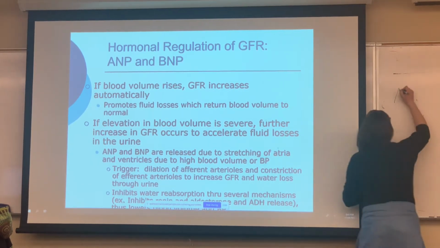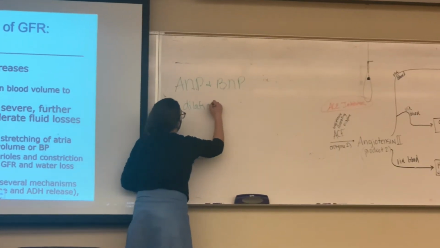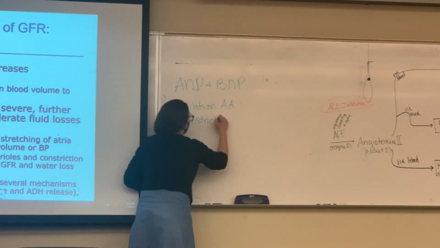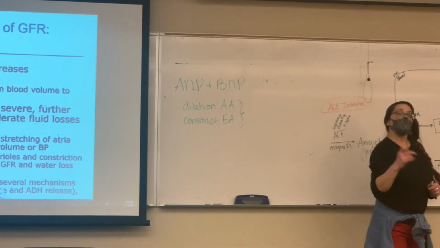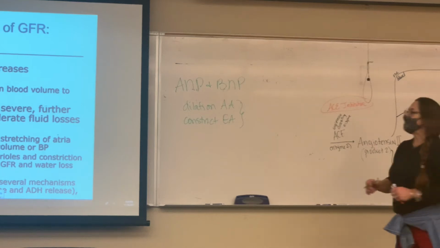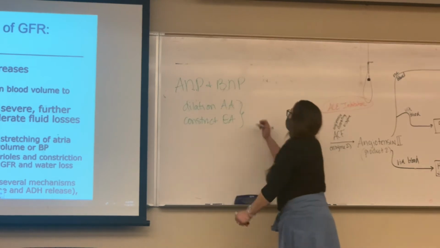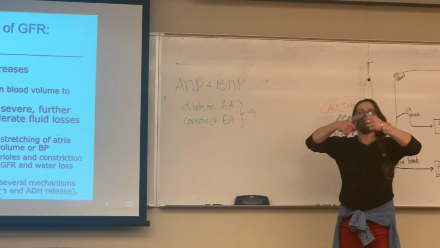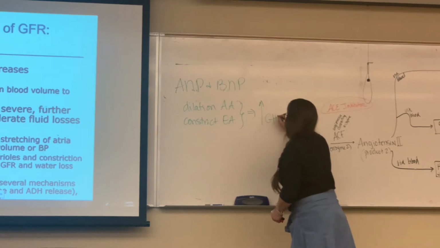Okay, so ANP and BNP are going to cause dilation of the afferent arteriole and constriction of the efferent arteriole. The end result of that, so blood comes into the glomerulus easier, harder to leave. What does that do to the pressure in the glomerulus? Make it go up or down? Increase. Comes in real easy, now it's hard to get out. Pops it up, okay? So that's gonna pop up your glomerular hydrostatic pressure.